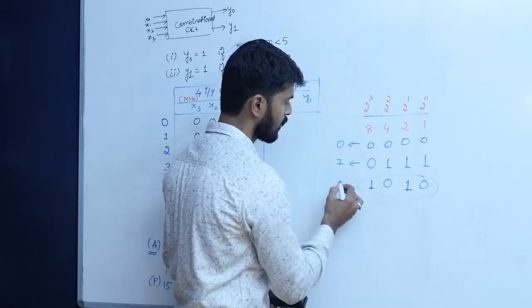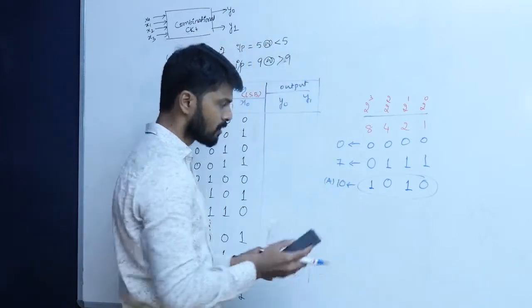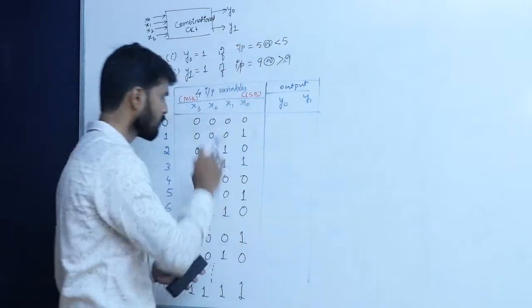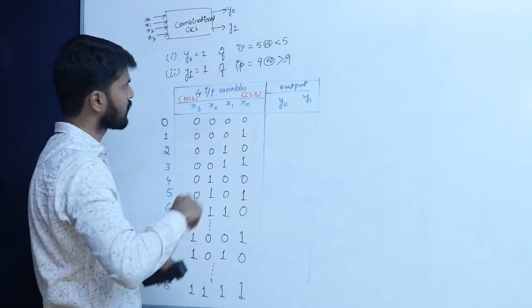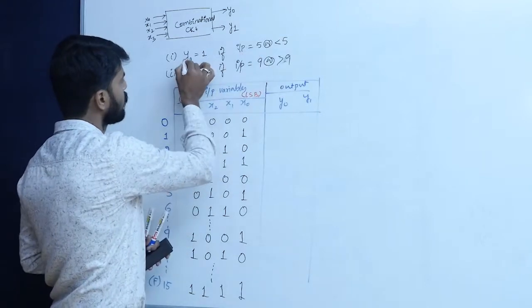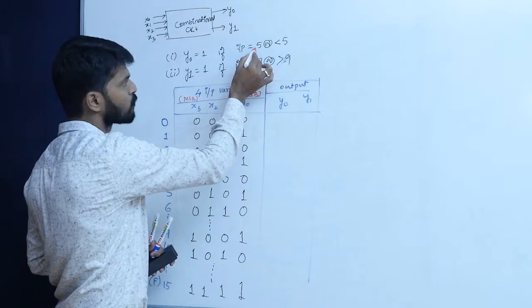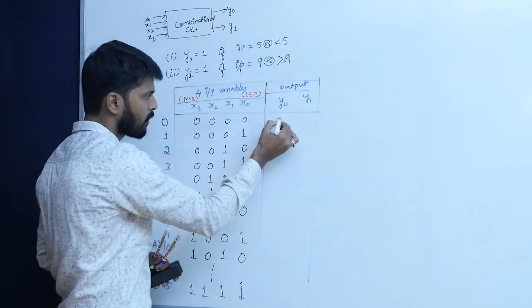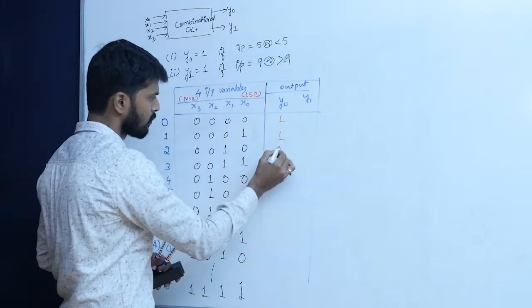So this indicates the decimal 10, or the hexadecimal equivalent A. This is how I have written this truth table. In this case, as I said, what is my constraint? According to my constraint, y0 is 1 only if the input binary value is less than 5. So this is less than 5, and I will make the y0 output 1. Similarly, this is less than 5, and this is also less than 5.